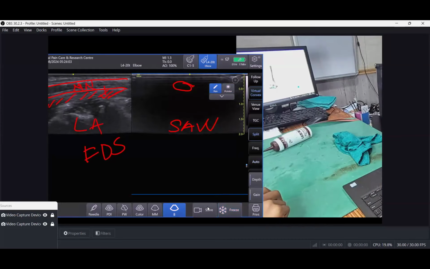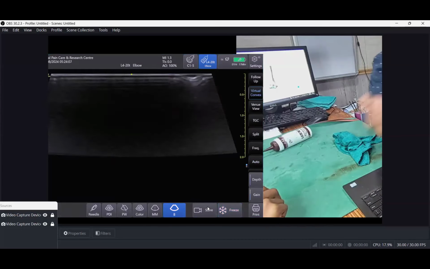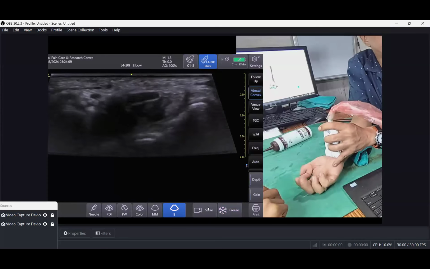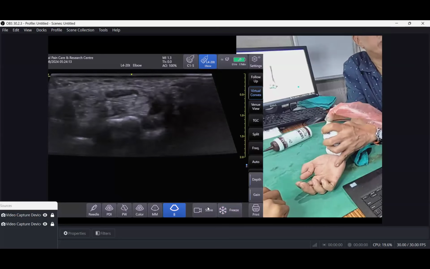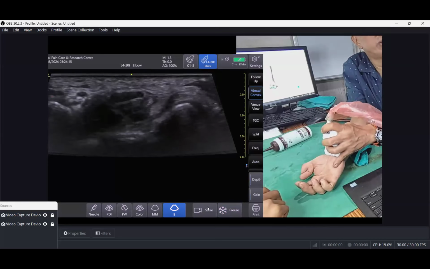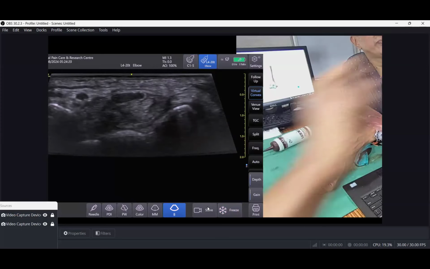Actually, you can measure the median nerve and say whether there is carpal tunnel or not. I'll show you how to measure this, because you have to measure the diameter of the median nerve. Look, can you freeze?